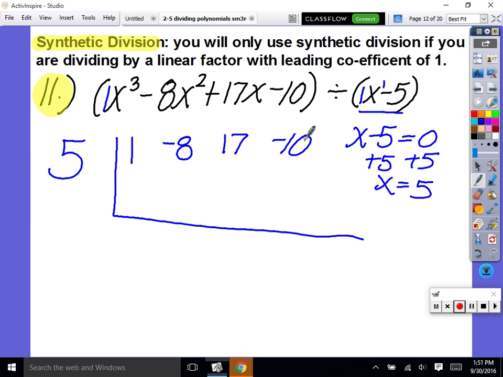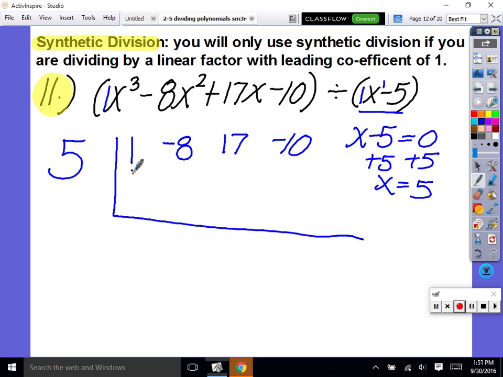Now, one other thing to note, you have to have every single coefficient listed in order. So do you see how we have degree 3, 2, 1, then constant? If we were missing negative 8x squared, let's say we had x cubed plus 17x minus 10, we'd put a 1, a 0, because there's no x squared, and a 17 and a negative 10. That's one of the most forgotten things to do, and then you miss it. Does everybody see what I'm saying?